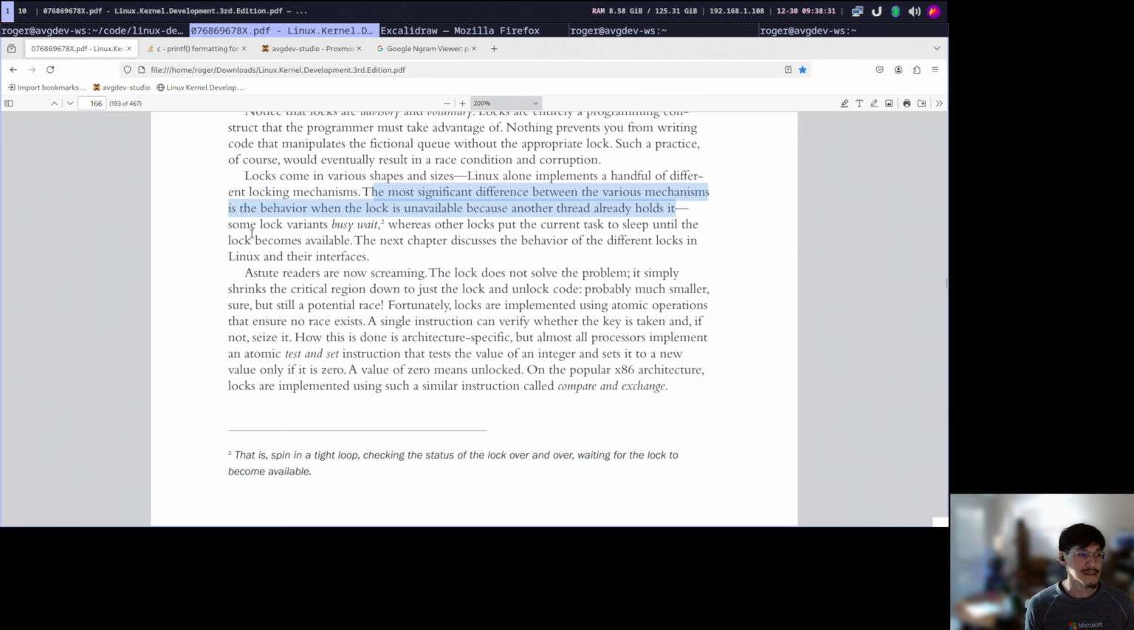holds it. Some lock variants busy wait, whereas other locks put the current task to sleep until the lock becomes available. So Linux has a spin lock where, if a lock is acquired and you want to get that lock, you'll just stand there always trying the door repeatedly, maybe every, I don't know, 2 seconds. That's busy waiting. Versus there's another type of lock where you go, whatever, I don't care, I'm just gonna sleep. When I wake up, I'll just check again. The next chapter discusses the behavior of different locks in Linux and their interfaces.